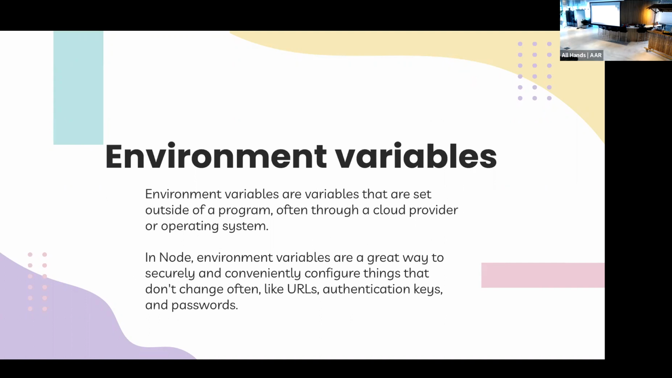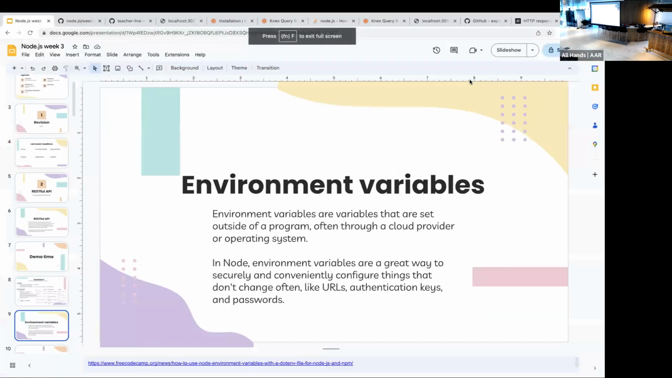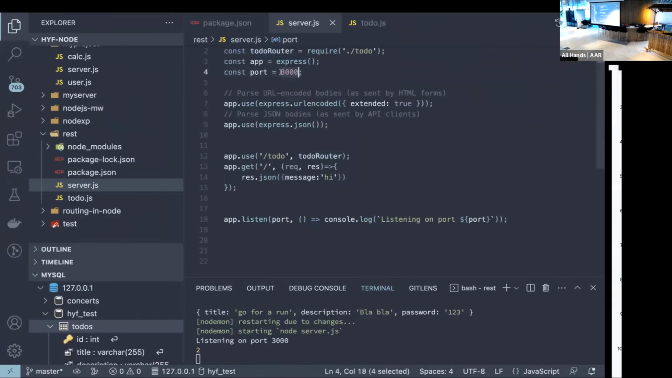So basically, if you see in our server, we always set the port variable to 3000, right? But what if you want to deploy this code, meaning you want to publish it on the internet, on some website or in GitHub, and make people able to access it? Then maybe port 3000 is not available. You want to use another port.